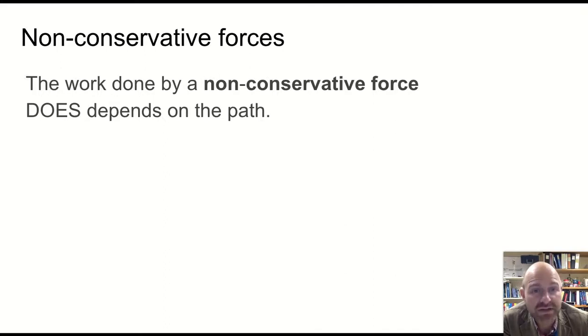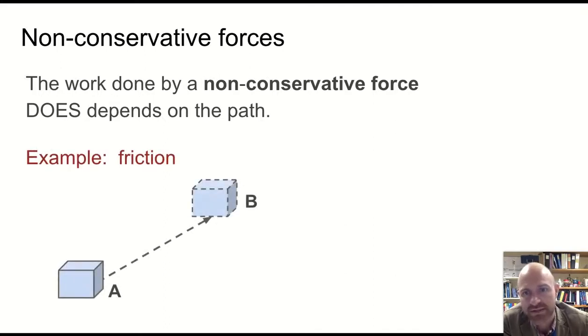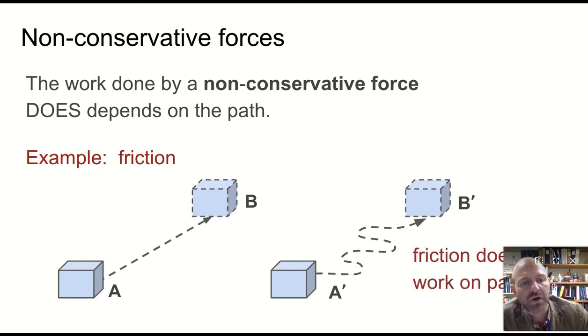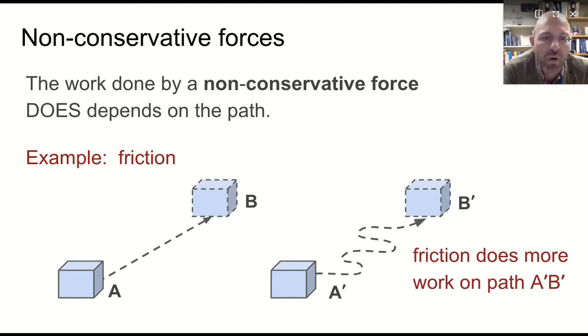The work done by non-conservative forces depends on path. And friction is an easy one to think about. The amount of work done by friction, if moving from A to B along that straight line path, is some value. Whereas if you move it along a much larger path by wiggling it back and forth, friction is always opposing motion, doing work for every little straight segment of that, doing a lot more work than it would otherwise. So friction does work, and it does more work when you follow the A prime to B prime path.